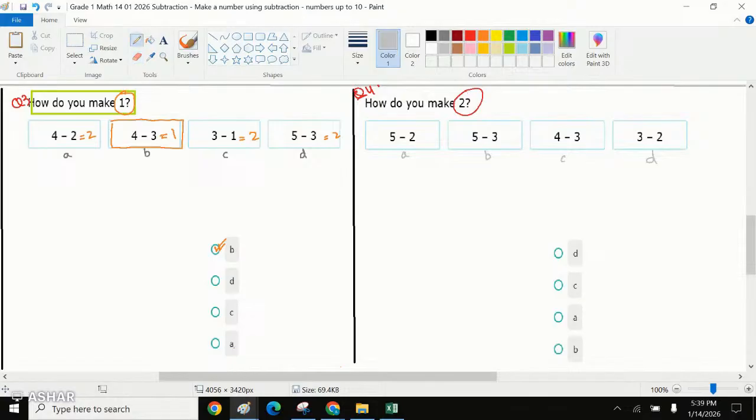So what is 5 minus 2? Yeah, option number B, right? Yes. 5 minus 2 was 3. 5 minus 3 was 2. We already found 4 minus 3 was 1. And 3 minus 2 should be? Yes, your answer is correct.